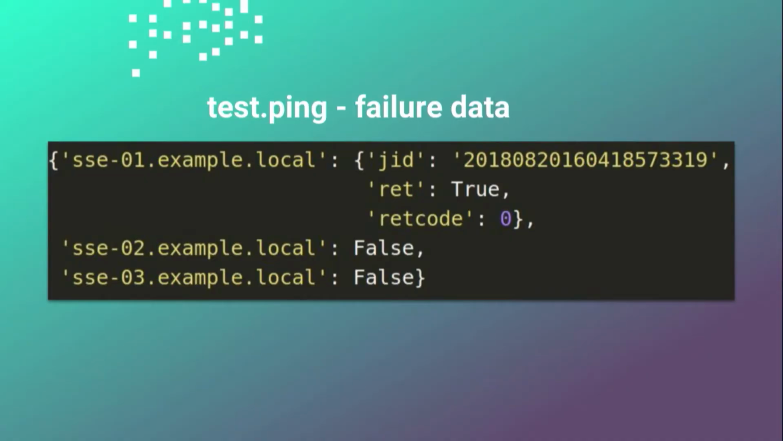So if you see here, in the example, we shut off 2 of the minions and ran our test.ping again. And this is the return data that came back from that. And the discerning eye will immediately see we don't have a standard format for our return data. Our successful test.ping came back with a valid Python dict, full with job ID, return code, etc. The 2 minions that failed is just a plain old Boolean false.